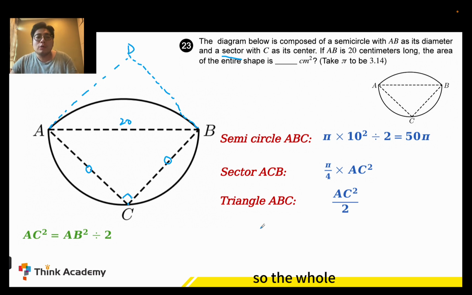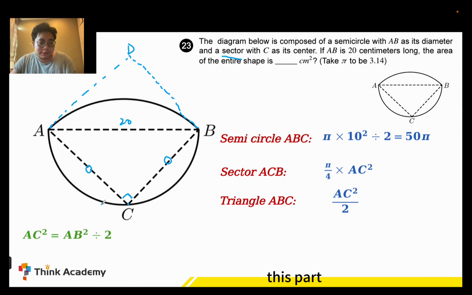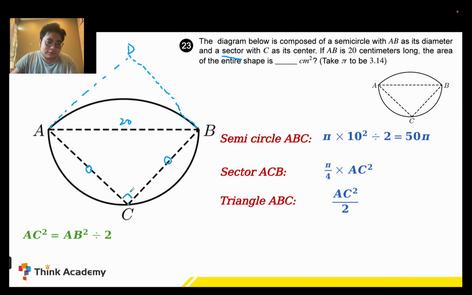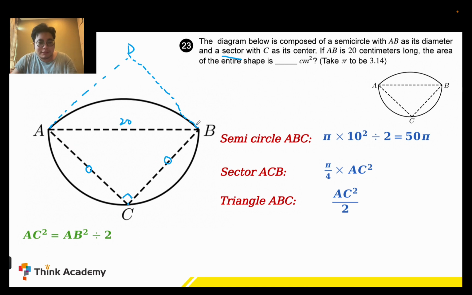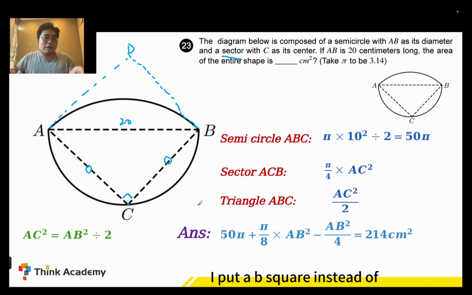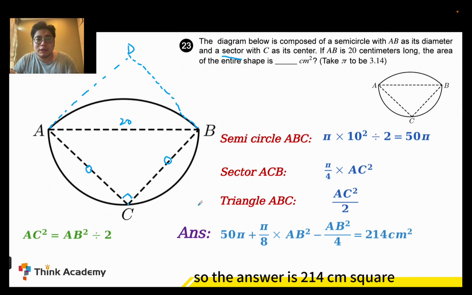So the inner shape is just the semicircle ABC, this part, plus the sector ACB, this part, and what's the overlap? This isosceles right triangle. So minus this isosceles right angle triangle ABC. Actually it is 50 pi plus pi over 8 times AB squared, I put AB squared instead of AC squared, and minus AB squared over 4. So the answer is 214 centimeters squared.